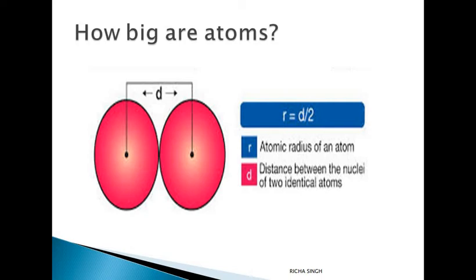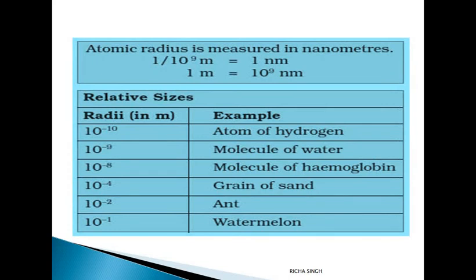Here you can see D represents the distance between the two nuclei of identical atoms, meaning both atoms are of the same element. The nucleus is present in the center, and the distance between two nuclei is called D, and half of D is called the radius or the atomic radius of the atom. Now comes the unit. The unit of atomic radius is the nanometer. 1 nanometer is equal to 10 raised to the power minus 9 meter, or 1 meter is equal to 10 to the power 9 nanometer.